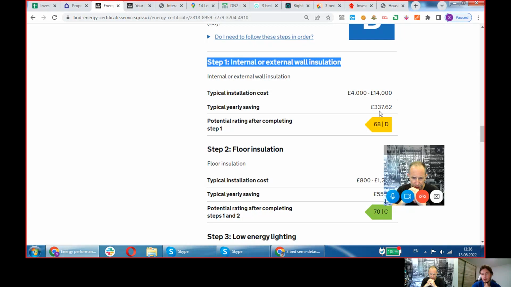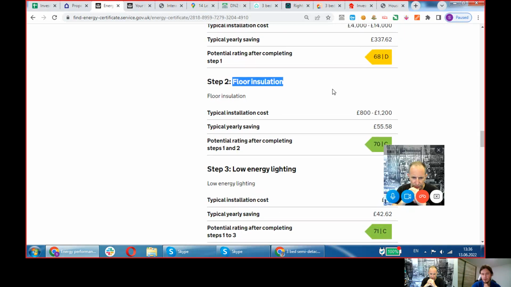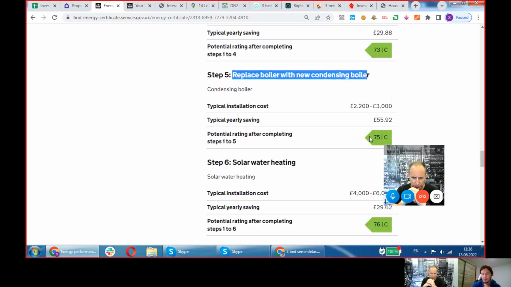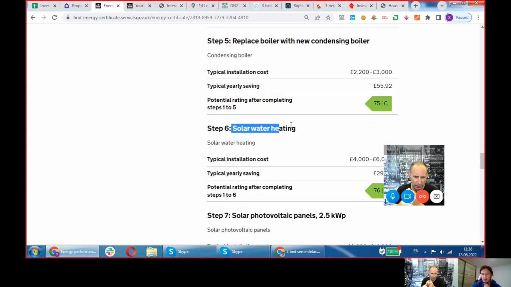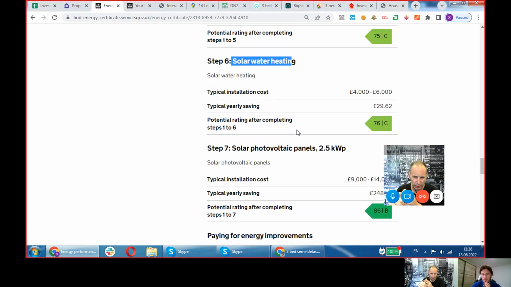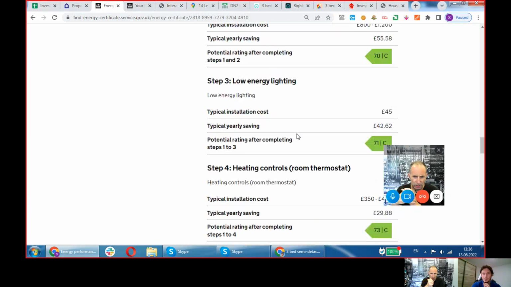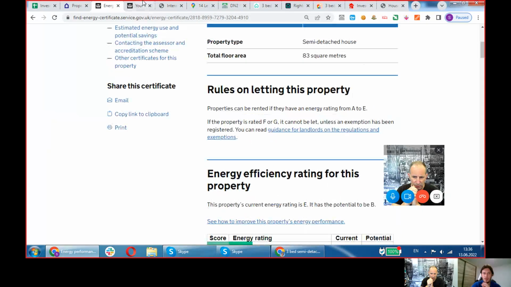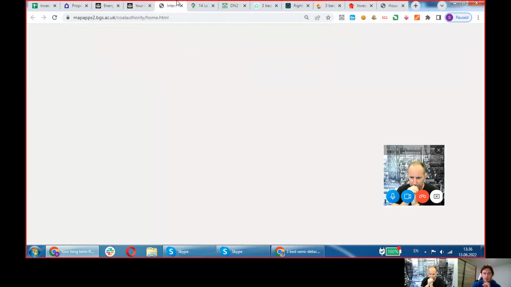Internal and external wall insulation you need to do, and floor insulation, low energy lighting, heating control replacement. So it'll have the low energy lighting, the heating controls, probably a new boiler already. I think it's really easy to achieve, basically because they replace everything in the house.